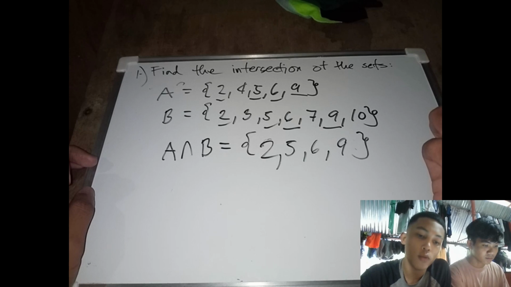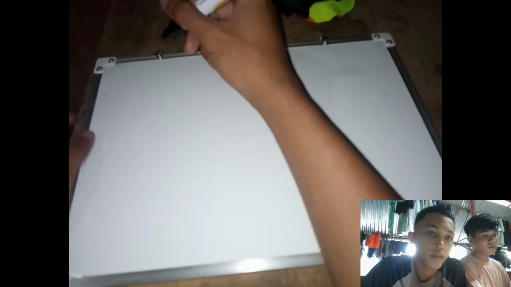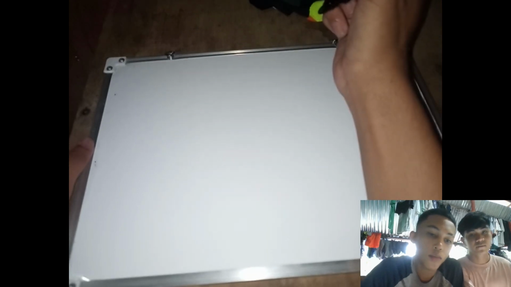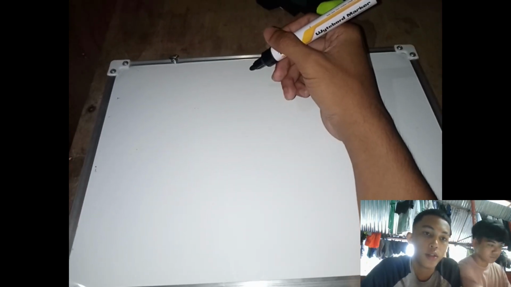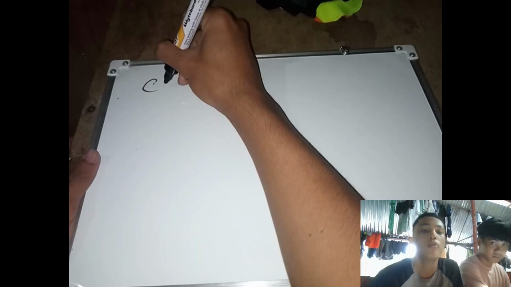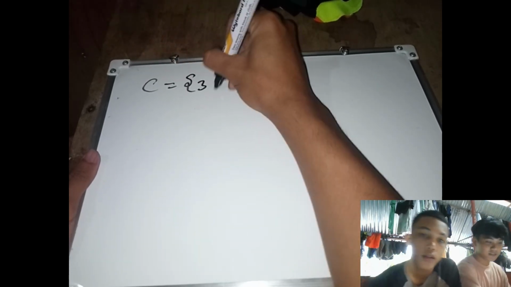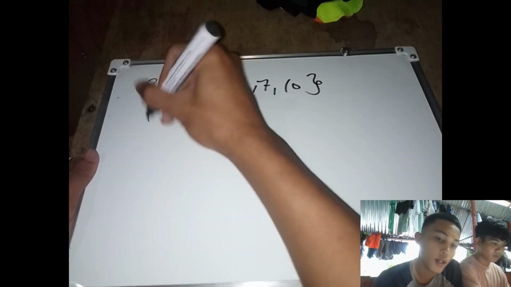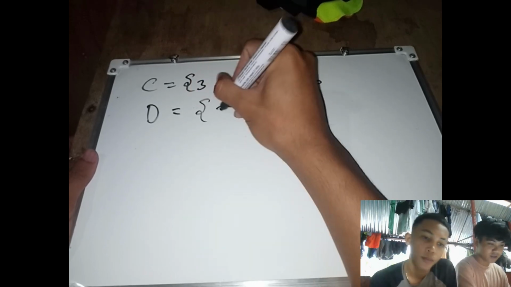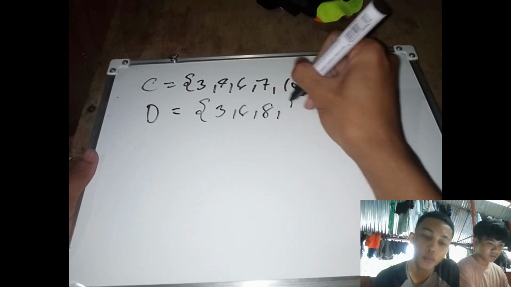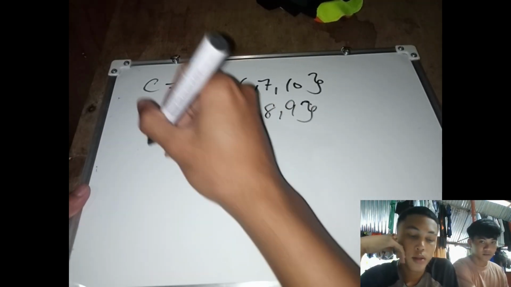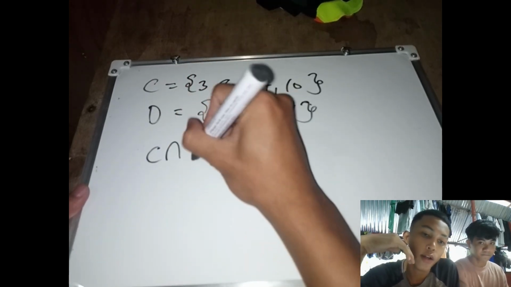So now let's work on some more examples. You can pause the video and try this one if you want to. Let me use some different letters. Let's say this is set C, and it contains the elements 3, 4, 6, 7, and 10. And also set D, which contains the elements 3, 6, 8, and 9. Feel free to pause the video. Determine the intersection of sets C and D. Go ahead and try it.